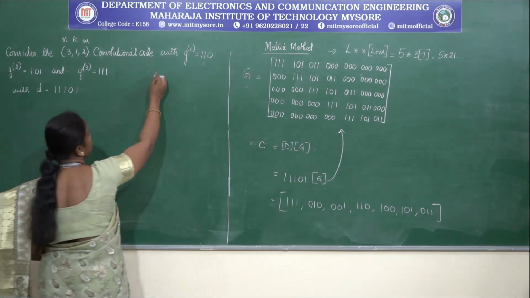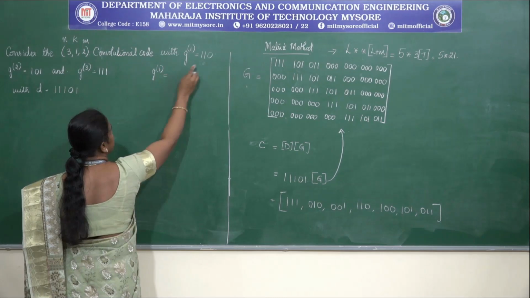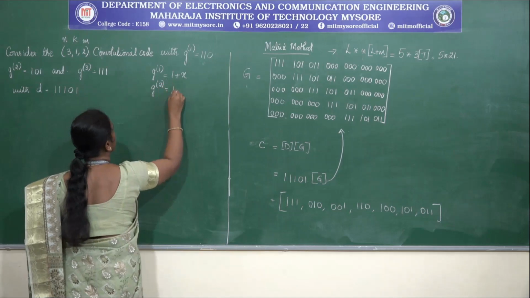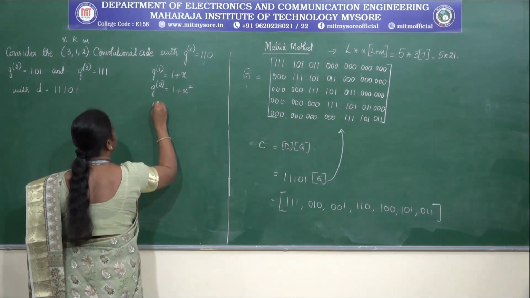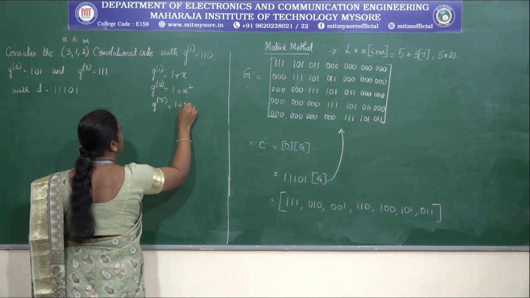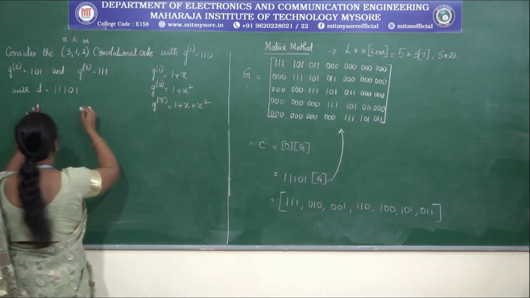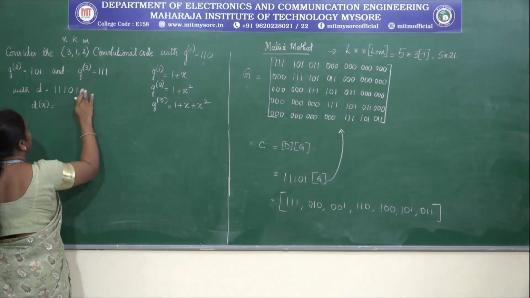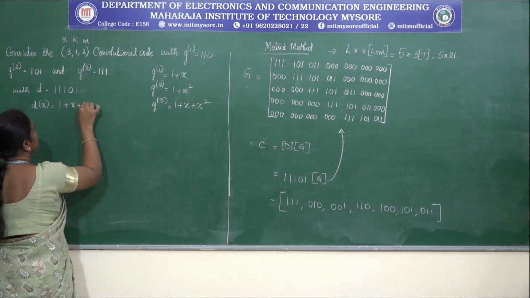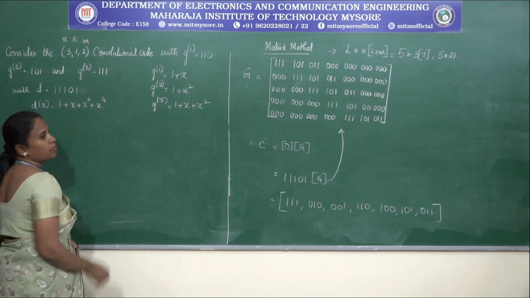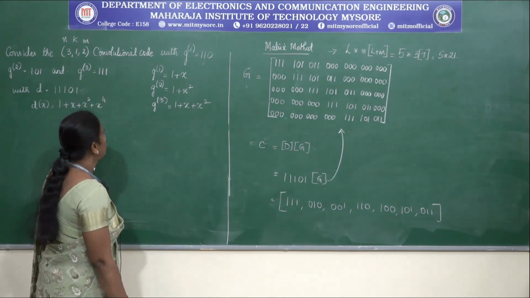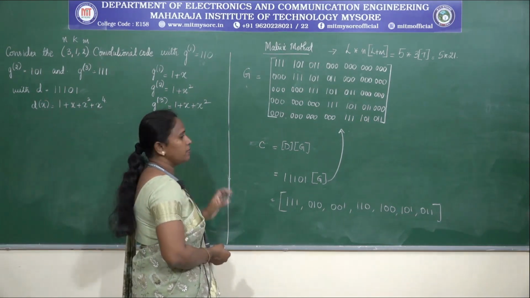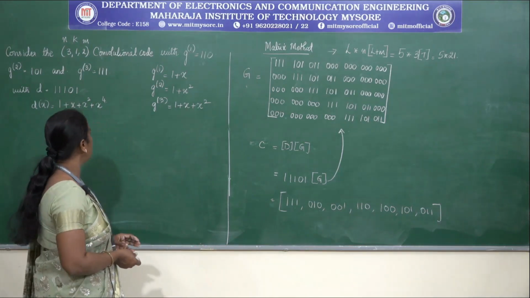So we have G1 taken as 1 plus x, then G2 is 1 plus x square, then G3 as 1 plus x square. Similarly, your D is represented as D of x is equal to 1 plus x square plus x to the power of 4. Okay. So now first what we need to find? We need to find what is your code with respect to your C1.